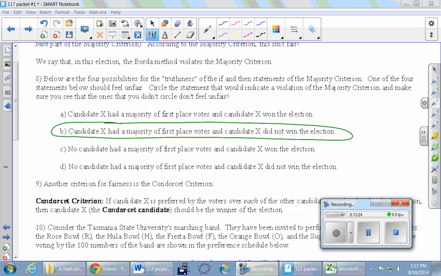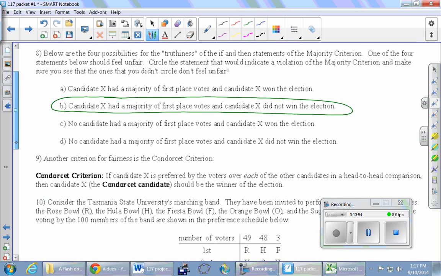If you look for a violation of this majority criterion, remember I promised lots of new vocabulary today. The only way we're going to have that violation is if you happen to have a candidate that gets a majority of first place votes and they don't win the election. The bottom 2 cases, no candidate had a majority. This criterion is not even in play. Okay? Nobody has anything to complain about if they didn't have a majority of first place votes. Okay, let's look at number 9.